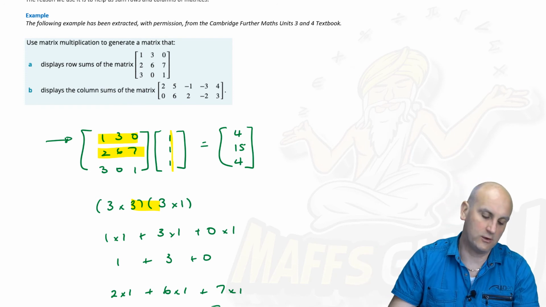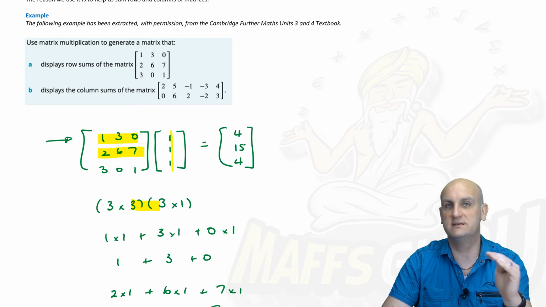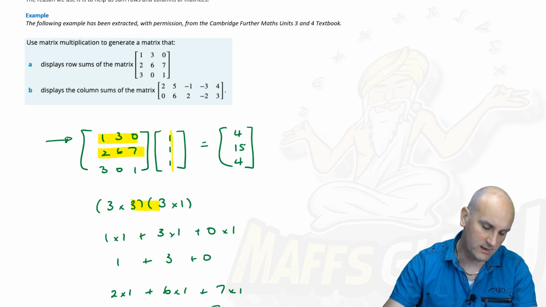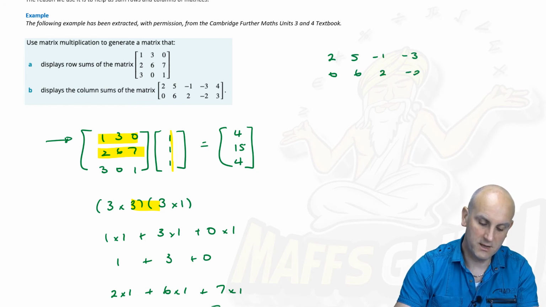How would I display the column sums of that matrix there? Okay, so we now want to do the column sums of that matrix. Let's use a bit of room over here. So we've got, actually I'm going to draw my square brackets afterwards. I don't know why I keep doing that. 2, 0, 5, 6, minus 1, 2, minus 3, minus 2, and 4, 3.